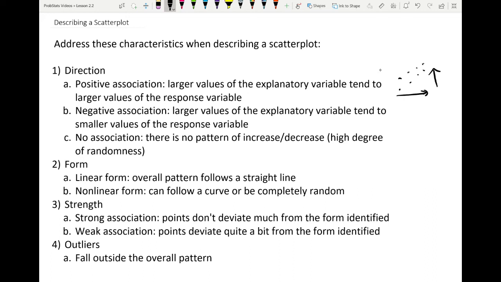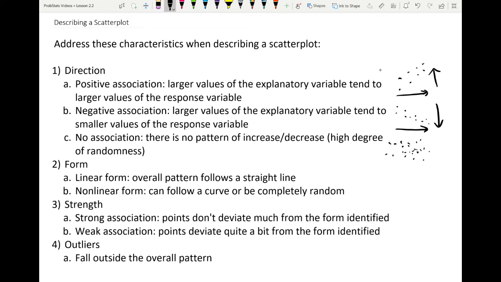A negative association is the complete opposite. As the explanatory variable increases, the response variable decreases. So it looks kind of like this. And then no association is when you have complete randomness. There is no pattern of increase or decrease. It's completely random, so for example, you have dots everywhere. There's probably no association that can be clearly distinguished here.